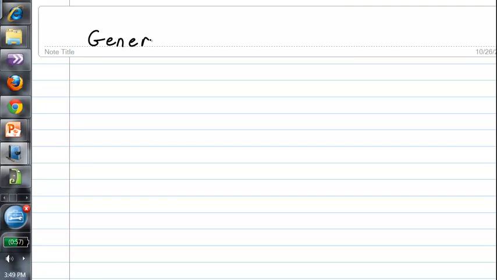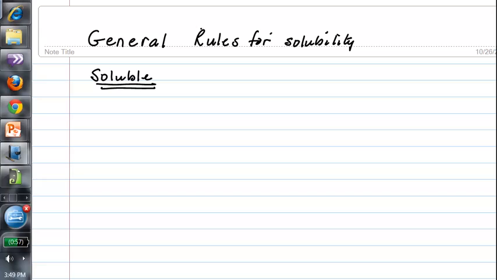This is some information about some general rules for solubility. Substances that tend to be soluble. And these rules should be applied in order. Rule number 1, all acids are considered soluble.